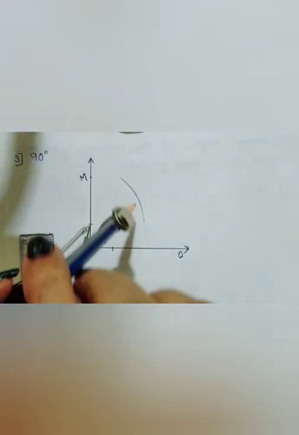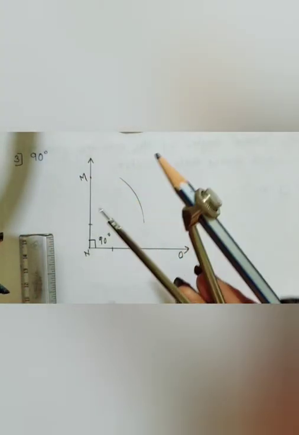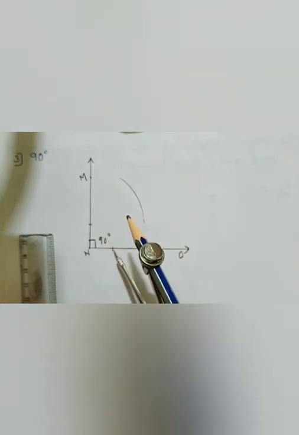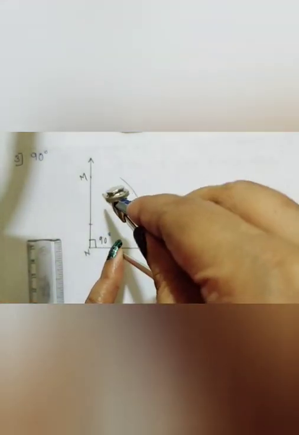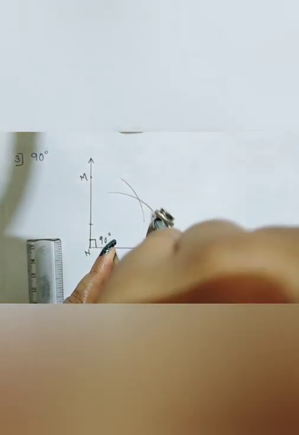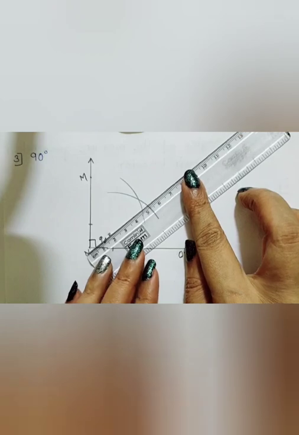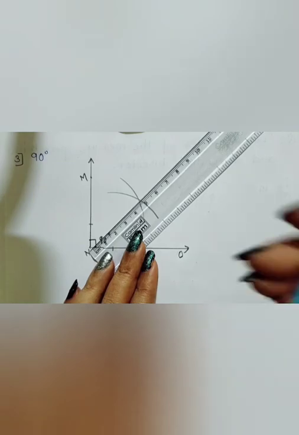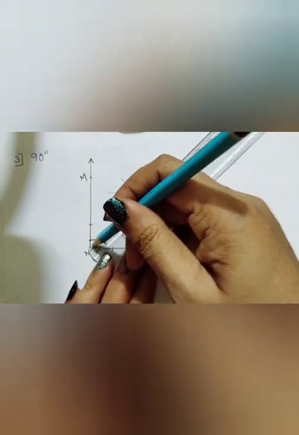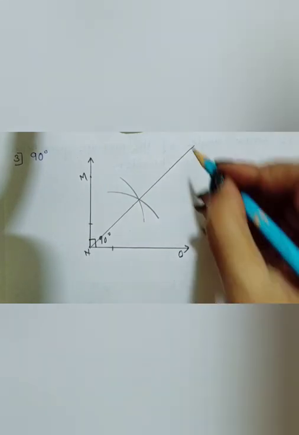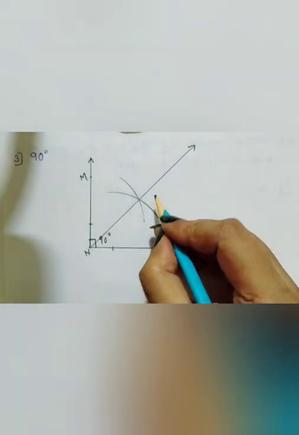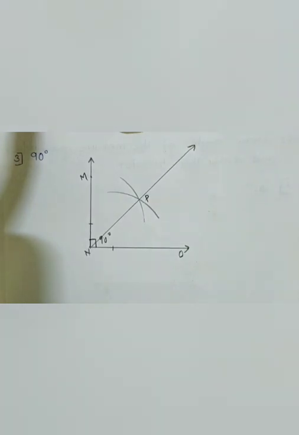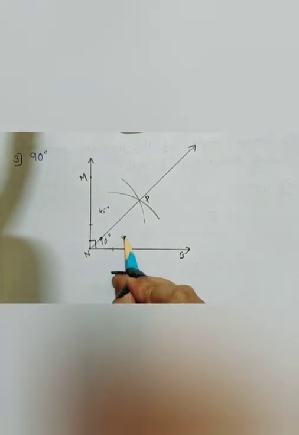I have not changed the measure, it is the same. Again with the same measure I am keeping this compass on this point of NO. Then I will make the another arc. Now I am going to join this from point N. Okay, I'll give name here P. So we have bisected the 90 degree angle, we get 45 degree on both sides.